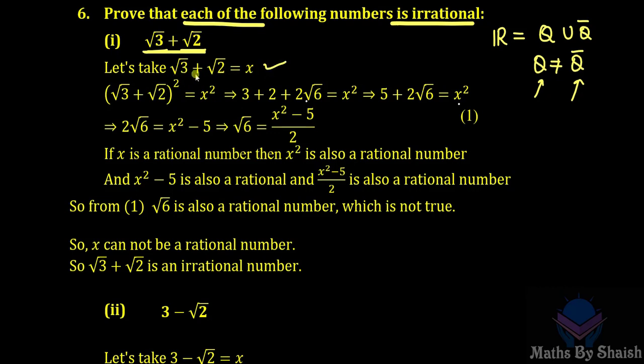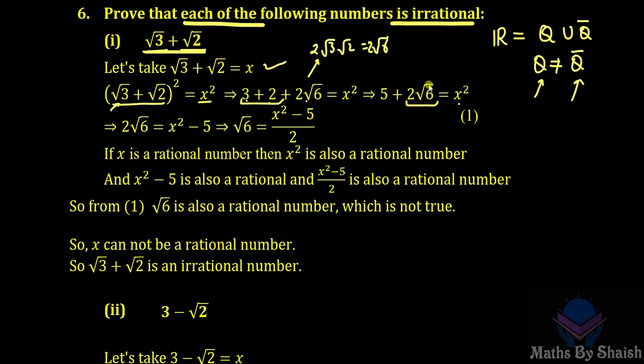Since we have two irrational numbers as a sum, we will square it, and we are going to use the a plus b whole square identity. So first one is a square, that is root 3 square, which is 3, b square is 2, and then 2 times a into b, which is 2 into root 3 into root 2, which is of course 2 root 6. The right hand side is x square, so we got 3 plus 2 as 5, and so it becomes 5 plus 2 root 6 equals x square.